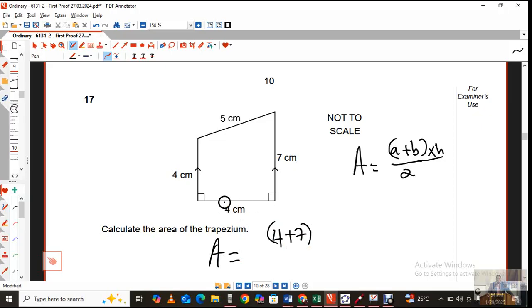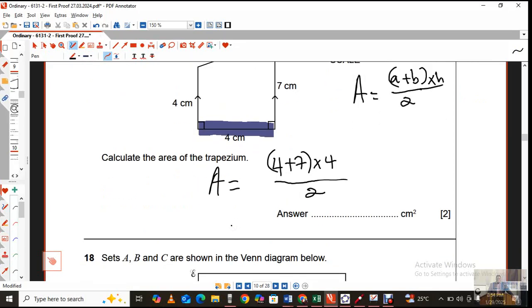And the height is the distance between the two parallel sides. So my height is represented by this distance. Okay, always the same height. So the height there is times 4. Then I'm going to divide all of this by 2.